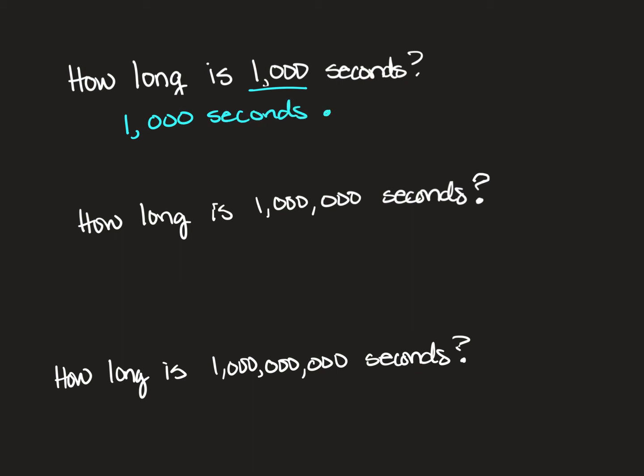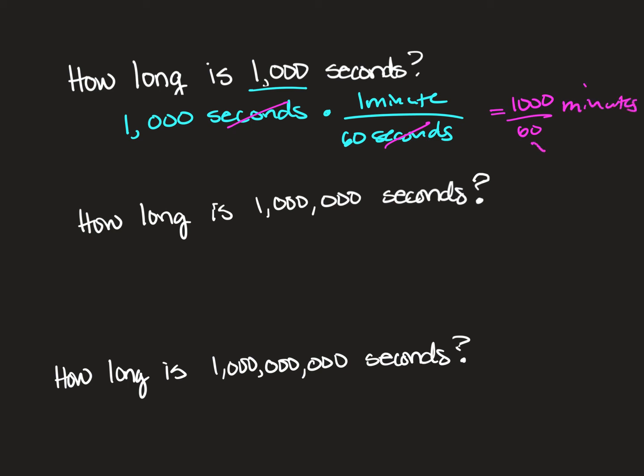Well, I know that in 1 minute, there are 60 seconds. And if you complete this multiplication, what you're going to find is that the seconds will simplify, and you are just left with 1,000 divided by 60, and your label is really going to be minutes. And if you do this multiplication or this division here, you're going to get that this is about 16.7 minutes. So 1,000 seconds is about 17 minutes, a little bit less.